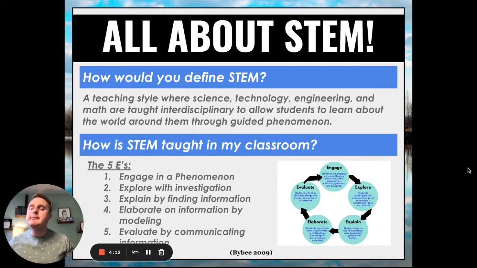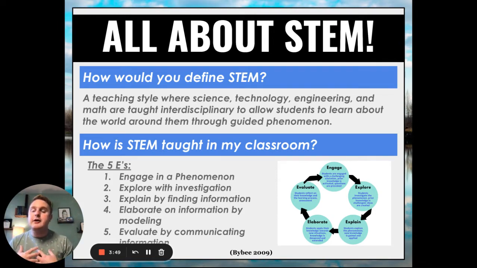So, when we're talking about STEM, STEM is a teaching style where science, technology, engineering, and math are taught interdisciplinary to allow students to learn about the world around them and be guided through a phenomenon. So that is my definition of STEM. It's combining all of those disciplines into one and teaching it so that way students are able to learn about the world around them themselves.